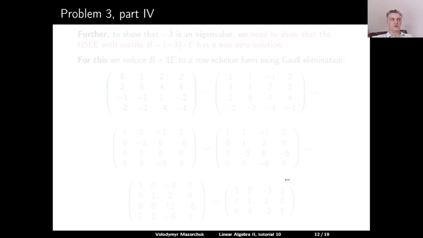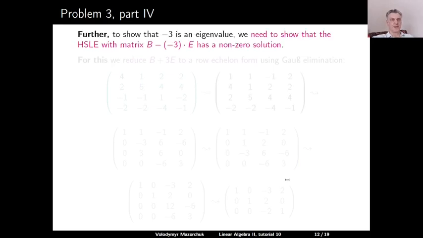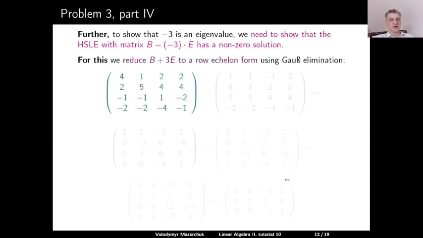Next, we need to treat the eigenvalue minus 3. So to show that minus 3 is an eigenvalue, we need to show that there are eigenvectors, or in other words, that the homogeneous system of linear equations whose matrix is B minus minus 3 times the identity has a non-zero solution. So we take this matrix and reduce it to a row echelon form using Gauss elimination. So the matrix itself is 4, 1, 2, 2, 2, 5, 4, 4, minus 1, minus 1, 1, minus 2, minus 2, minus 2, minus 4, minus 1.